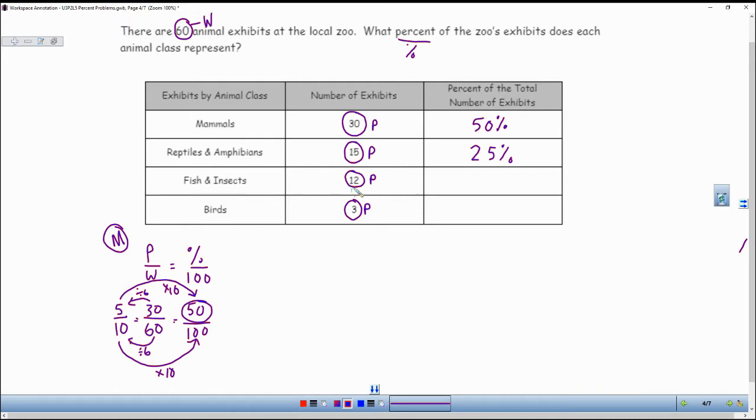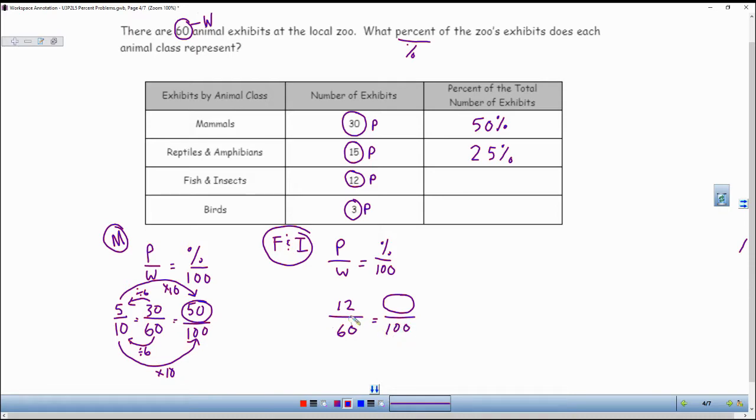All right, so fish and insects is 12 out of 60. Well, we might have to use a strategy here. We might have to use percent proportion. Let's see. So we have fish and insects, because I can't really get from 15 to 12 easily. So let's see what we got here. Part over whole equals percent over 100. The part would be 12. That's how many fish and insect exhibits there are out of 60, which is still the whole. That's how many total exhibits there are. The percent we don't know, and that's out of 100.